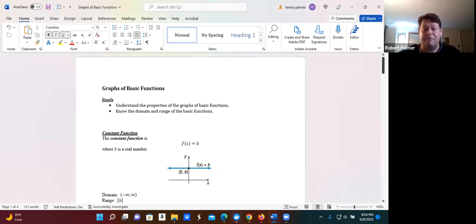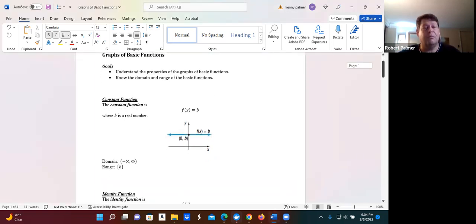Let's take a look at the first. These are not in particular order, but these are some common functions you'll see. The first is called the constant function, and that's because f of x equals b. So no matter what x is, plug in any x you want, it's always going to be b, where b is some constant real number. Of course, the graph is just a horizontal line with a slope of 0.